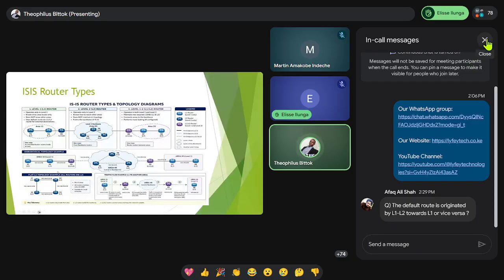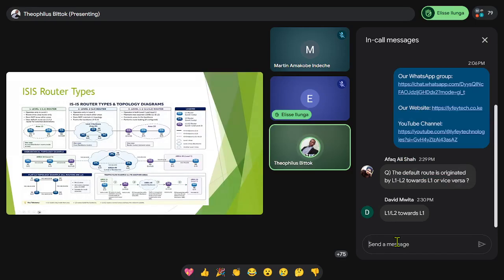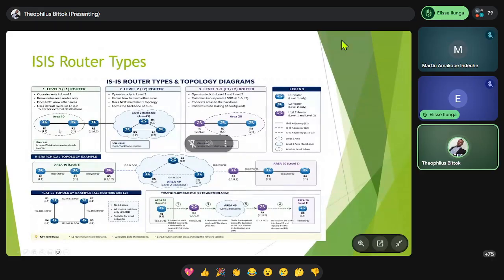So let's see it in a diagram. You see the area 10. The area 10 is on level 1. So for now, let's say, for example, R1 wants to reach R8. R1 only knows routes in area 10. So for it to reach that, R3 is going to advertise a default route to R2. And once it has advertised that default route, R2 is going to push that default route also to R1, telling them if you want to reach another area, just use the R3 router.